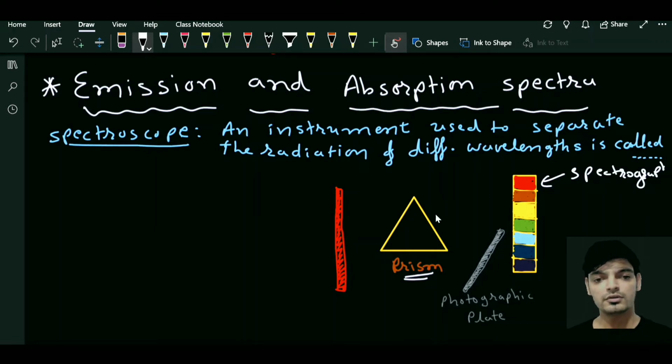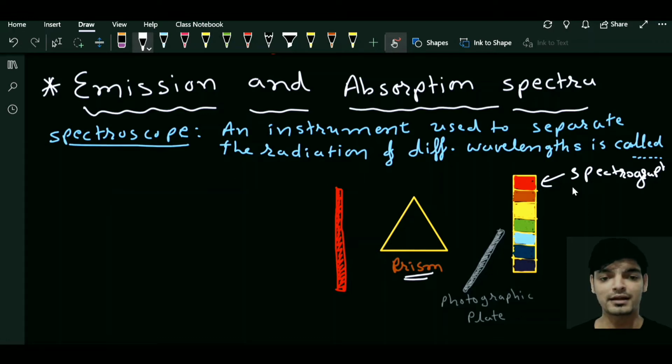Clear? Now, in which branch do we study this spectroscopy? Spectroscopy is a special branch of chemistry where we study spectra. The spectra of different electromagnetic radiation are very useful to study the nature of a component, particle, atom, or matter. First of all, let me explain the spectra. Spectra means the color band we are getting.